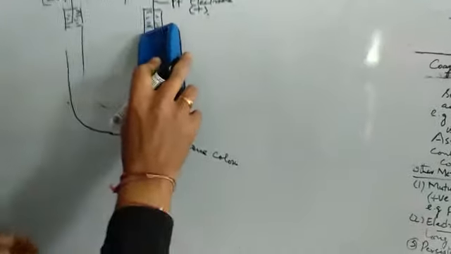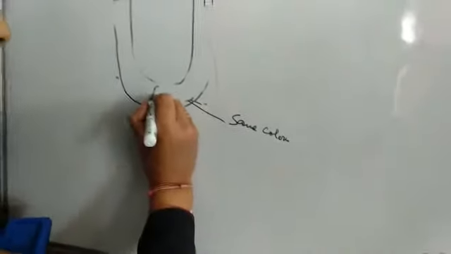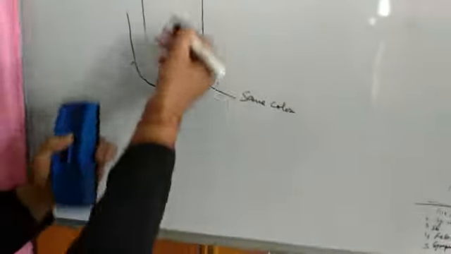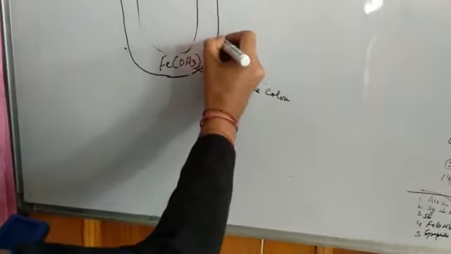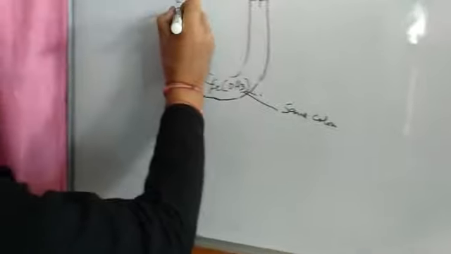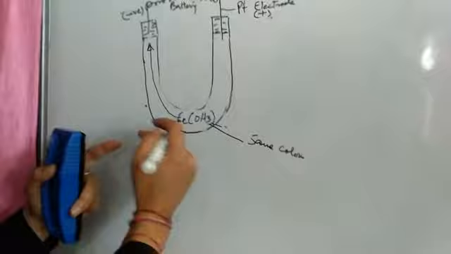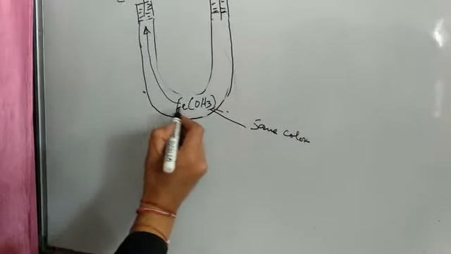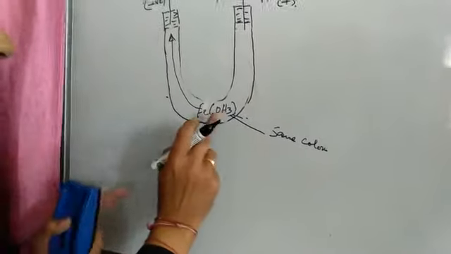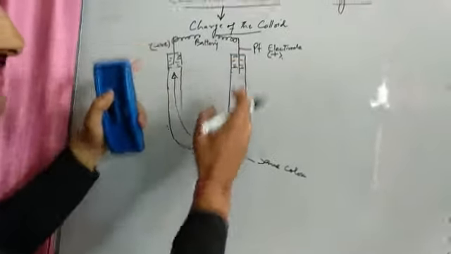I can take another example. Suppose I have one more colloid, say iron hydroxide, ferric hydroxide. If this colloid is put in this U-shaped tube, what will happen? It moves towards the negative electrode as soon as we make connections with the battery. What does it mean then? It means that this ferric hydroxide is a positively charged colloid. Why? Because its particles have moved towards the negative electrode in this U-shaped tube.